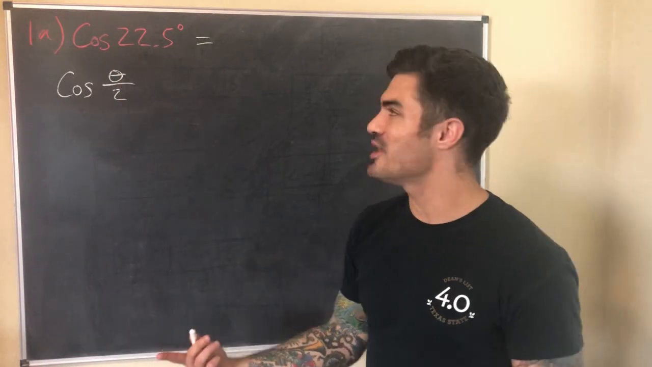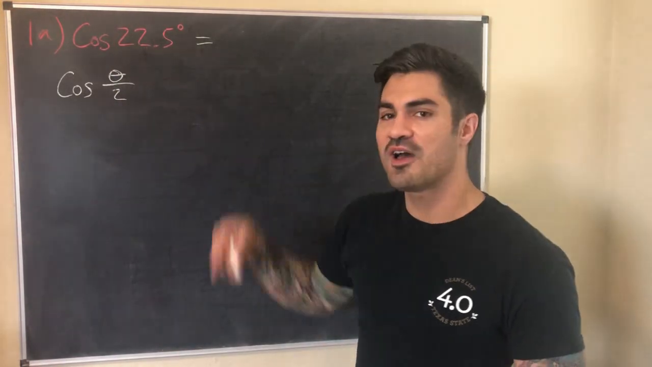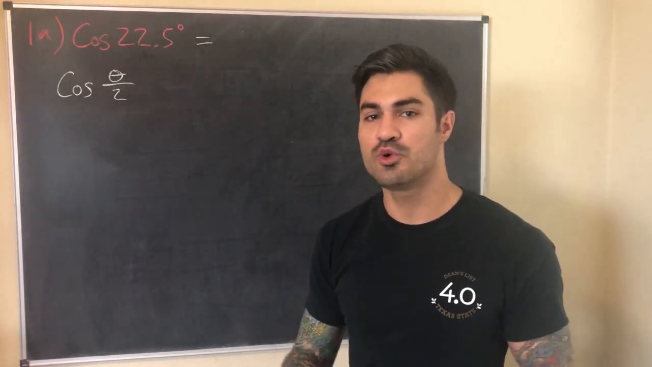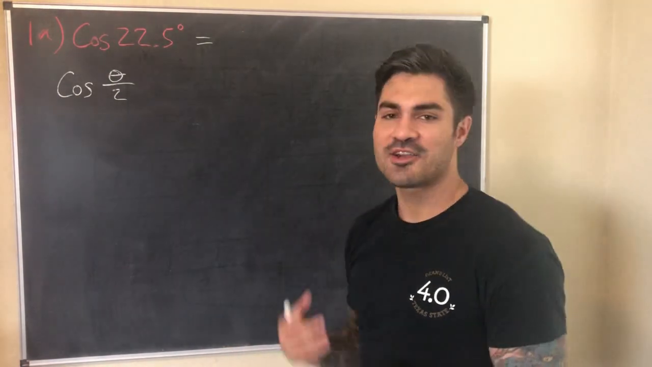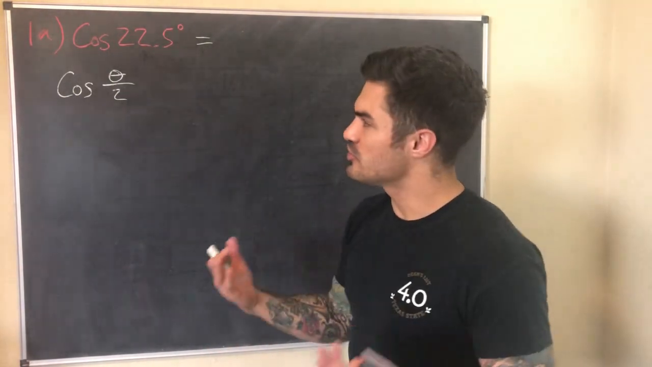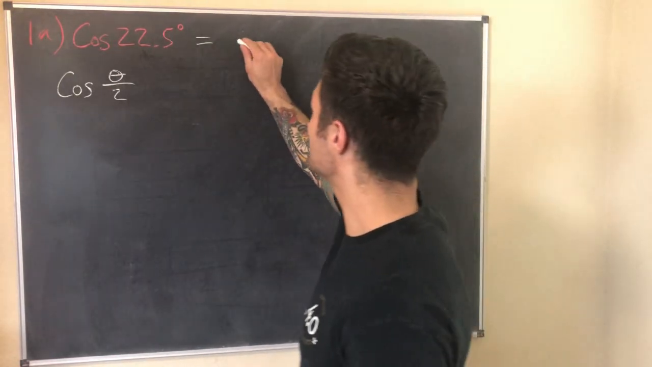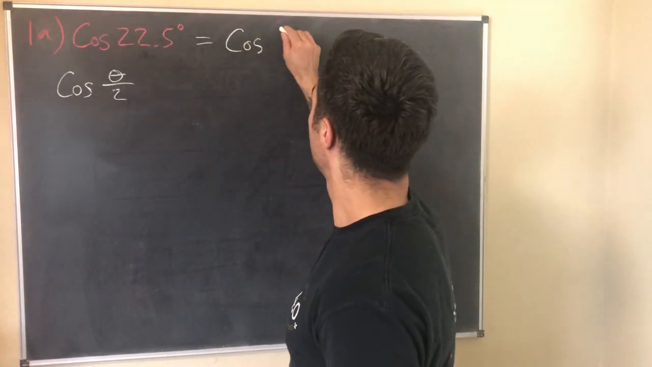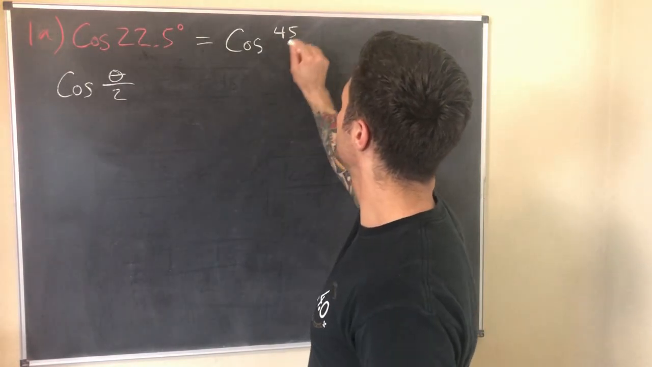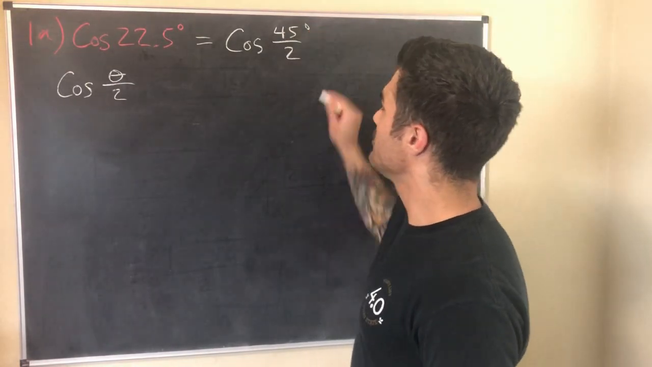And the easiest way to do that is just multiply 22.5 by 2 over 2, right? 2 over 2 is equal to 1, so we're not actually changing the angle. We're just rewriting it in a form that makes sense for the formula we're about to use. So this is equal to the cosine of 45 over 2 degrees. And now we have it in the form we want.